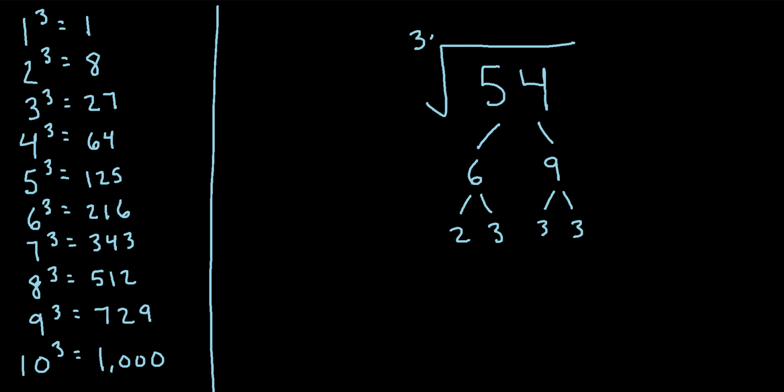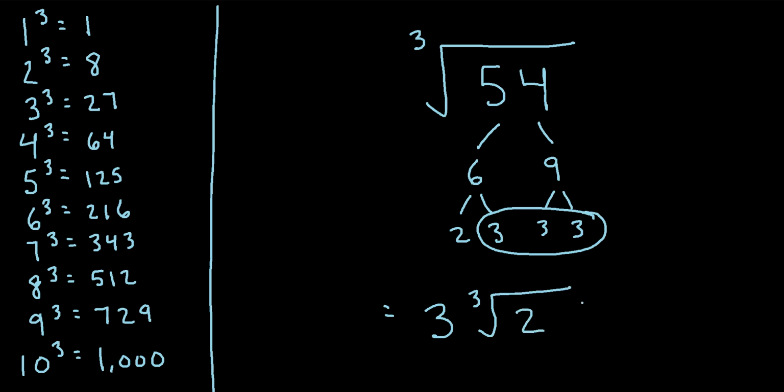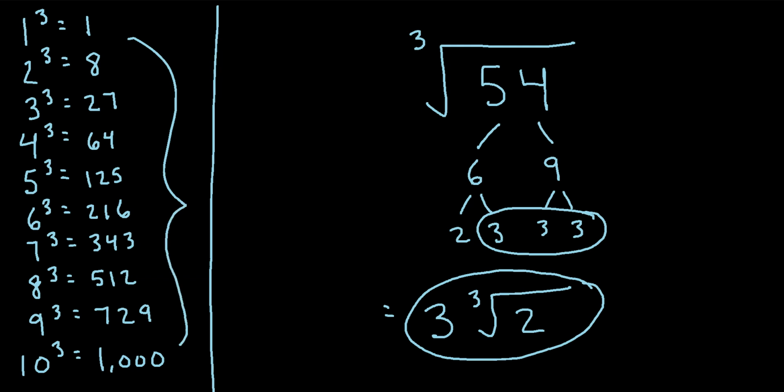So remember, we're looking for groups of 3 numbers that are all the same value. So here is a group of 3, and we said when we have a group of 3 like this, just pull this number out in front of the cube root. So we're left with 3, and since this 2 is all by itself, it has to stay under the cube root. So our final answer will be 3 times the cube root of 2, which is the exact same answer that we got using this method over here.